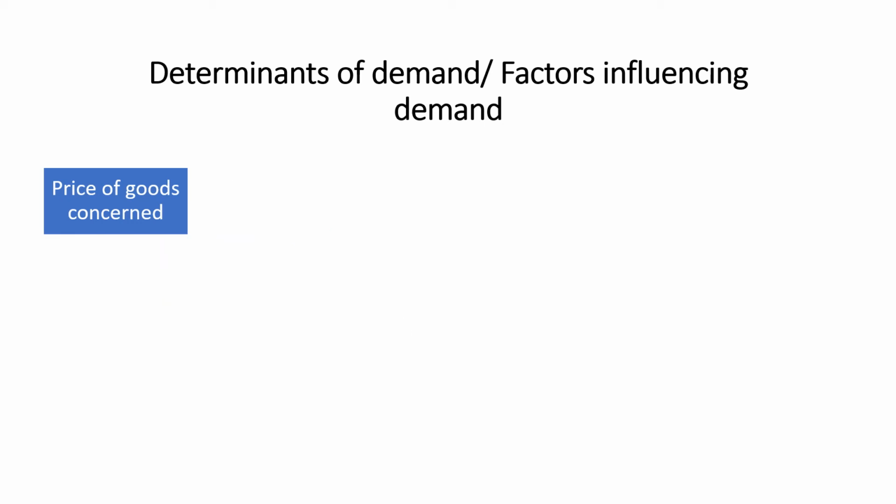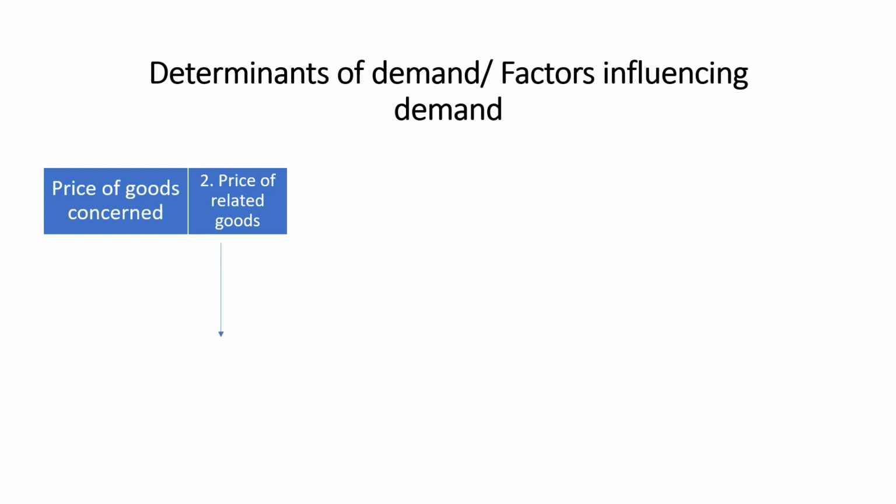And what happens here? It will have an inverse relationship. Here I am talking about one commodity. Now the second one is the price of related goods. See, price of related goods means one commodity or two commodities? It is no doubt two commodities. So how can it be affected?